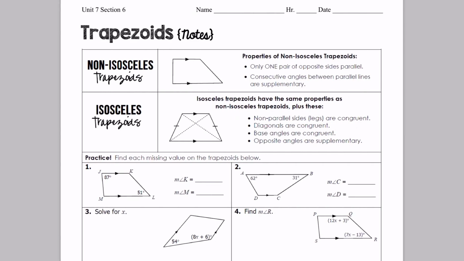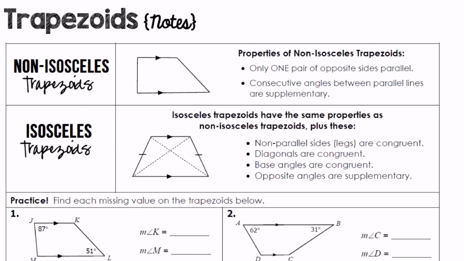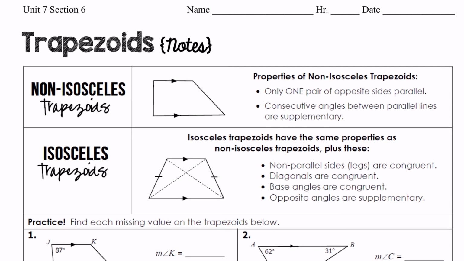So we are going to be starting on trapezoids. You can cut out those pages that we're not using if you'd like, whatever you want to do with those. So we're going to be moving on to Unit 7, Section 6, trapezoids.